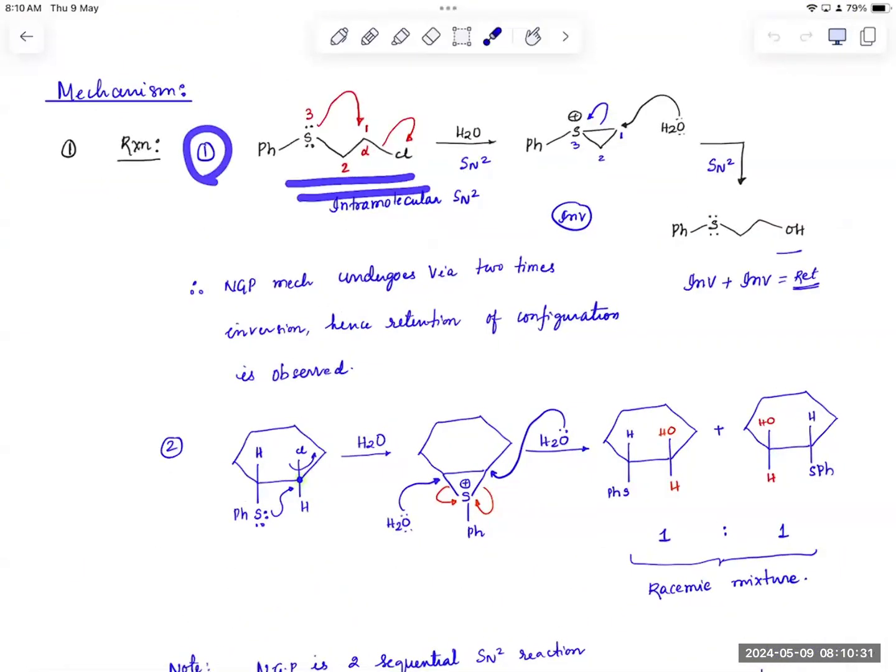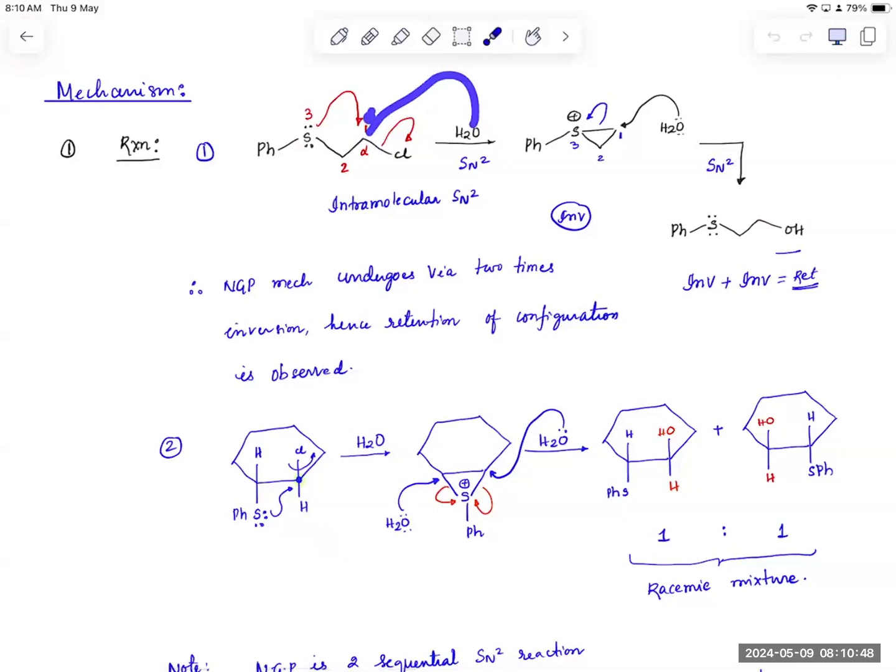First reaction, let us see this here. This is the carbon 1 position where the leaving group chlorine is leaving. This is the second position and this is the third position. Now, when we add water, we are expecting water to replace chlorine at this point via SN2 mechanism. But instead of water directly attacking, internally, the lone pair present on sulfur itself will act like a nucleophile. It will attack, remove chlorine, and you'll get an intermediate of this kind, with sulfur having a positive charge.